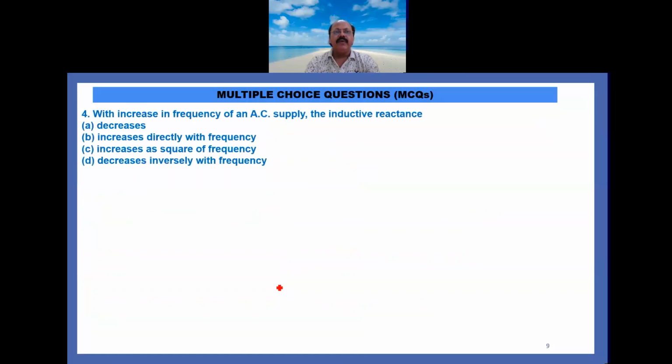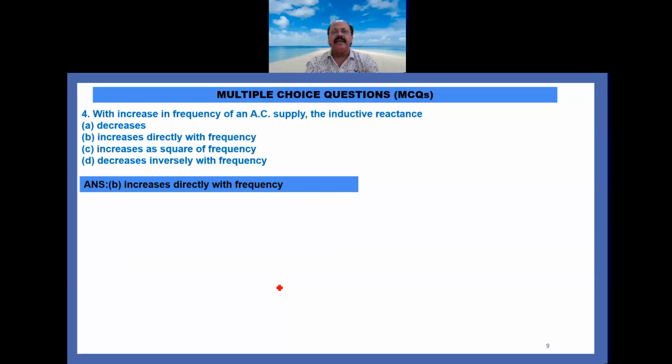Now question number 4. With increase in frequency of an AC supply, the inductive reactance. So first you understand what is inductive reactance. You already studied and learned it. XL equal to omega L and omega is 2 pi f. So XL is basically directly proportional to the frequency. So now options are here. A, decreases, B, increases directly with frequency, C, increases as square of frequency, D, decreases inversely with frequency. So XL is directly proportional to the frequency. So the answer B should be correct. Increases directly with frequency.